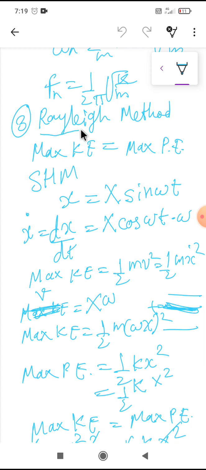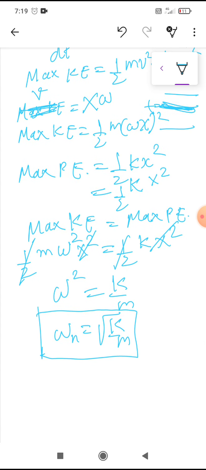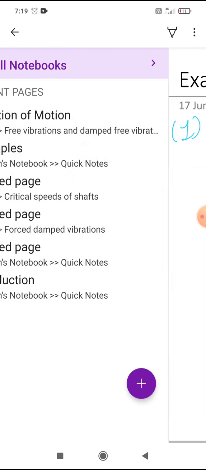In this method we have seen that the maximum kinetic energy and maximum potential energy are equal, because when kinetic energy is maximum, the potential energy is zero, and when potential energy is maximum, kinetic energy is zero. As the total of kinetic plus potential energy is constant, their maximums would also be the same. Using that principle, we derived the equation of natural frequency. So today we will solve some examples based on that.